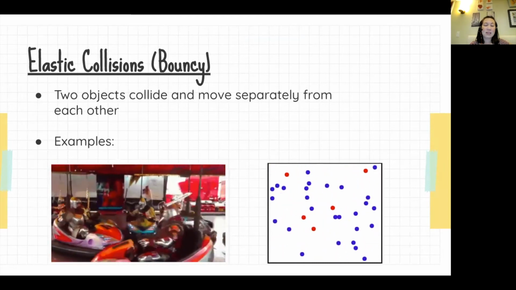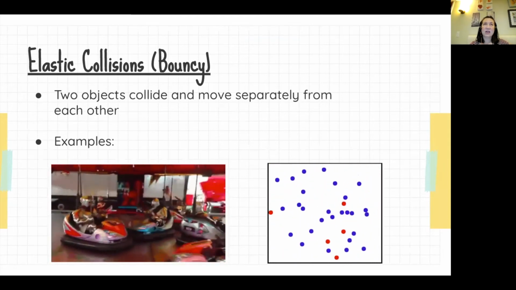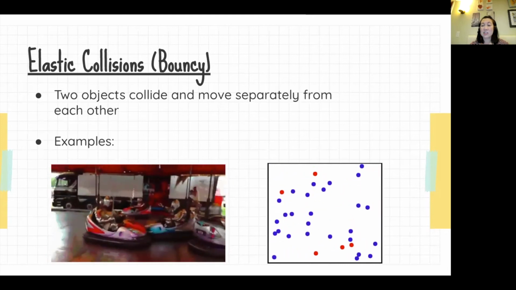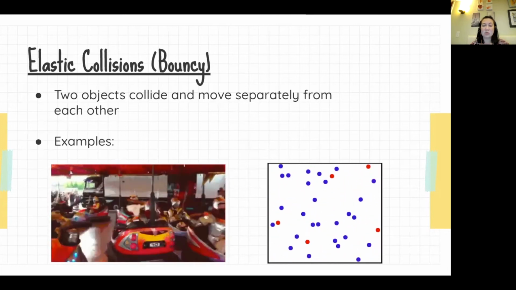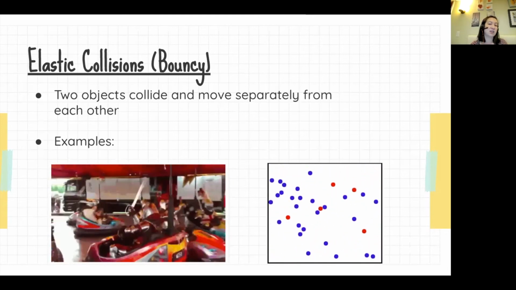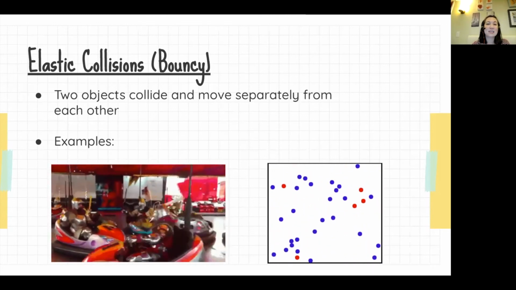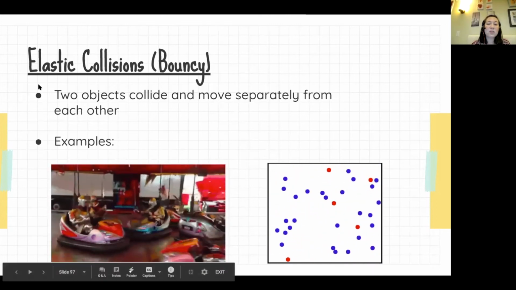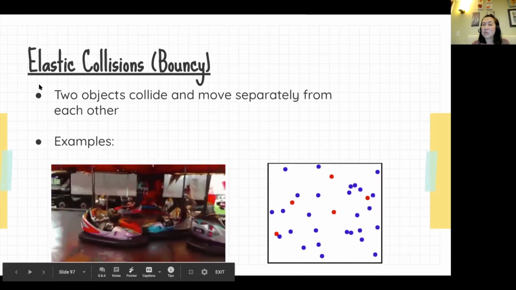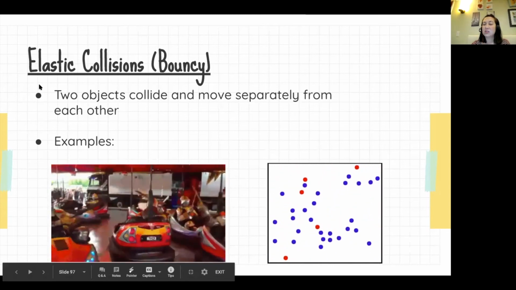Realistically, elastic collisions are special. A special elastic collision would be the perfectly elastic collisions that occur between atoms of a gas. In real life, perfectly elastic collisions not only conserve momentum, but also conserve kinetic energy.